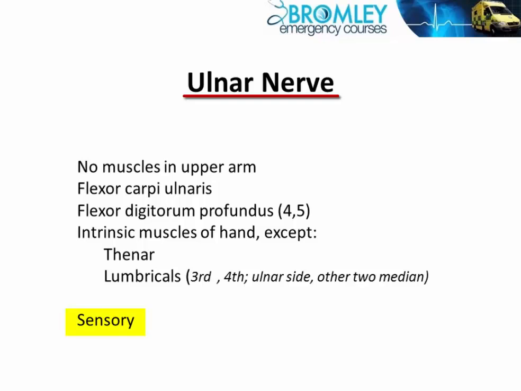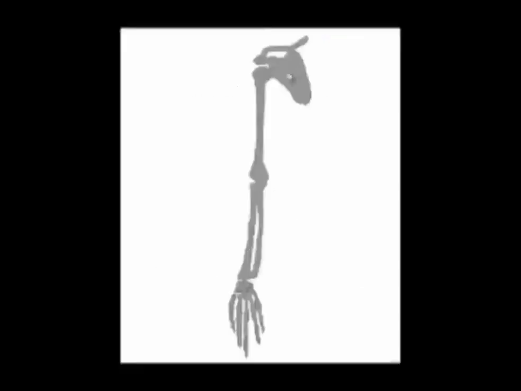So again, let's look at the course of the ulnar nerve. The ulnar nerve arises from the medial cord of the brachial plexus. This has originally come from the lowermost roots of the brachial plexus, C7, C8, and T1.